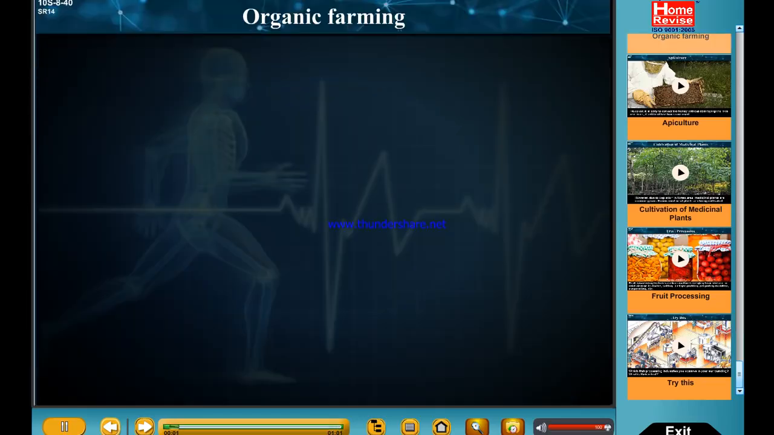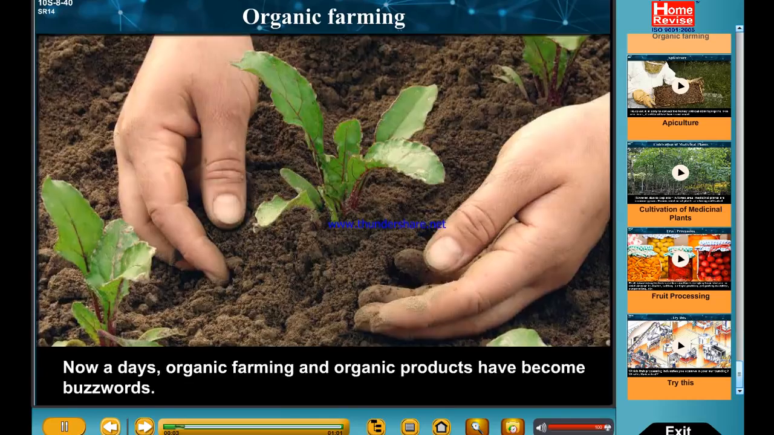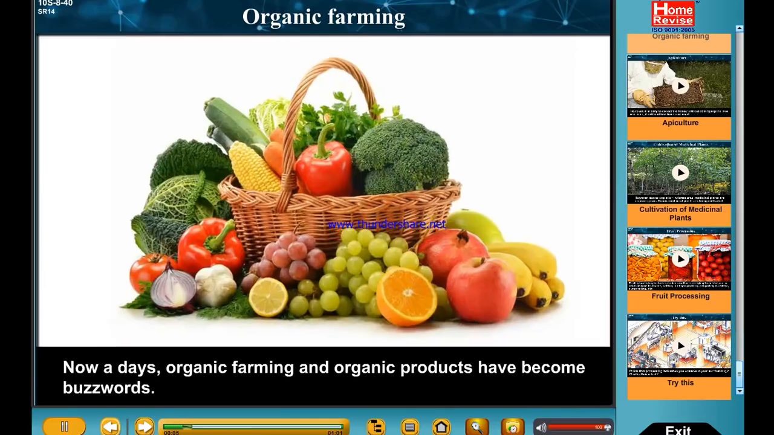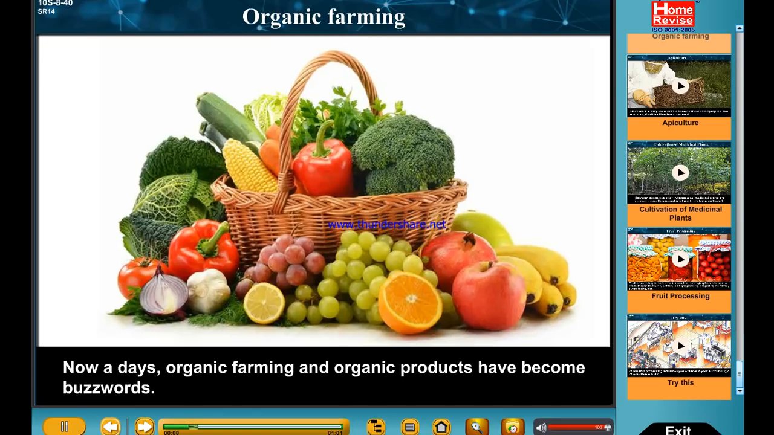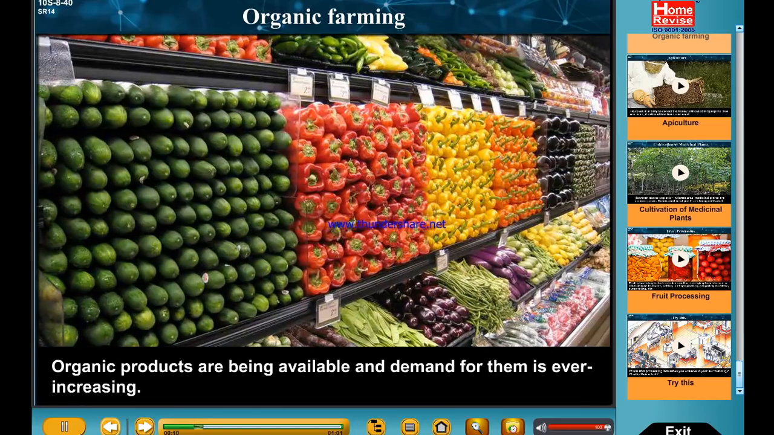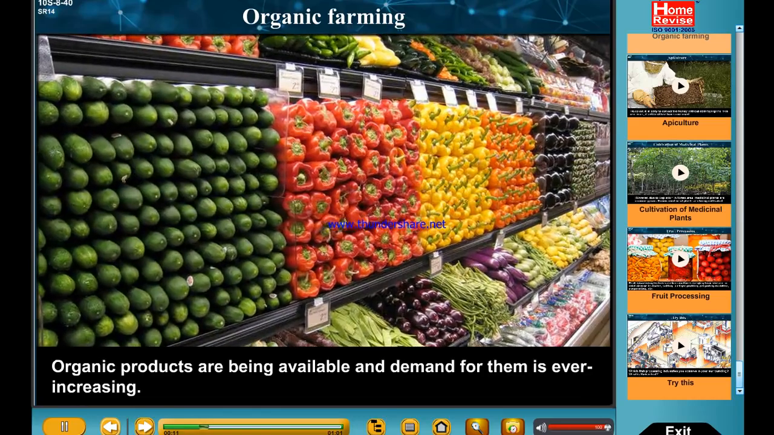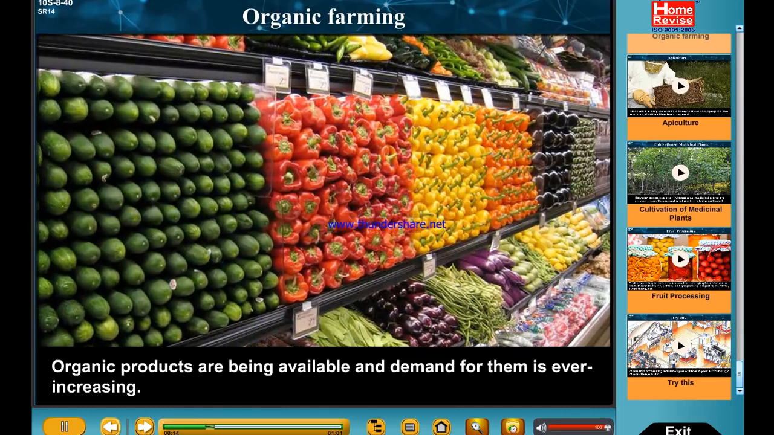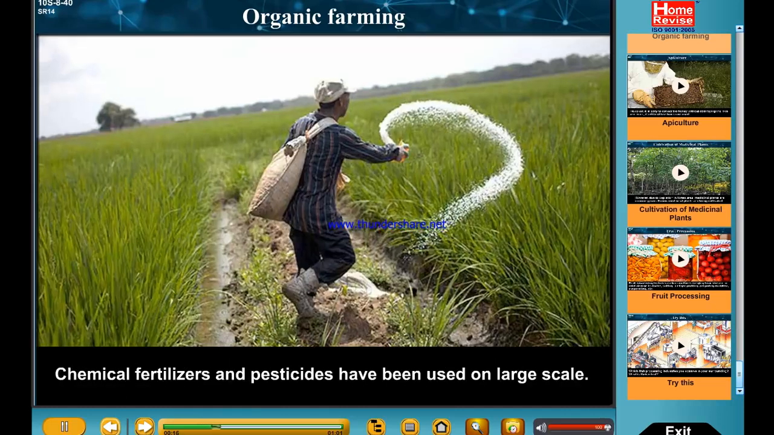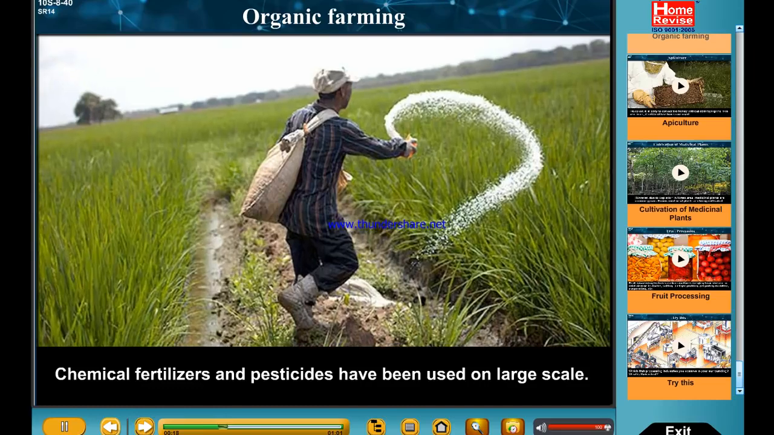Organic farming. Nowadays, organic farming and organic products have become buzzwords. Organic products are becoming available and demand for them is ever increasing. Chemical fertilizers and pesticides have been used on a large scale.